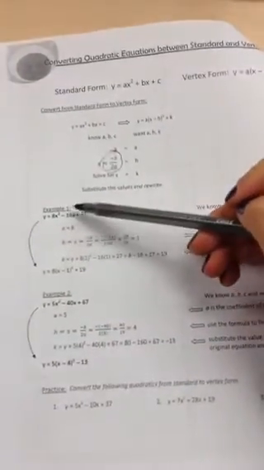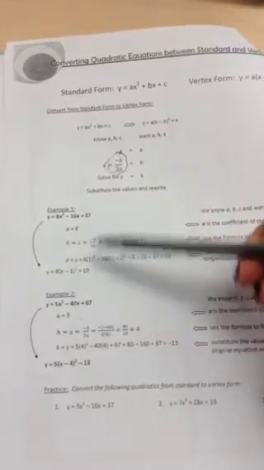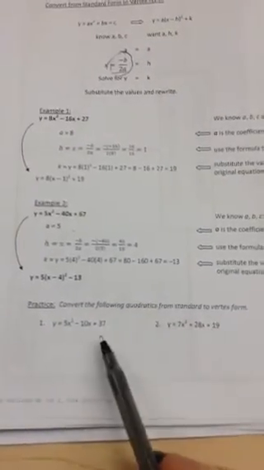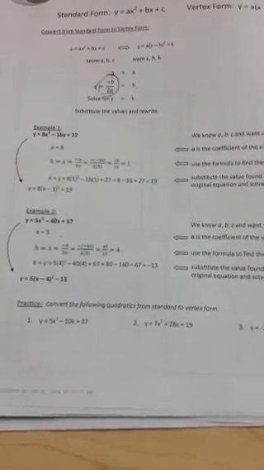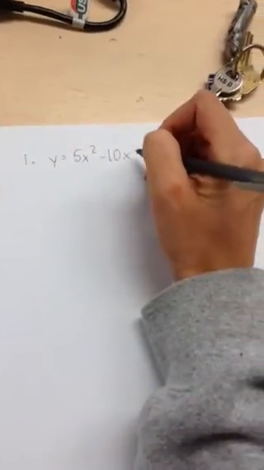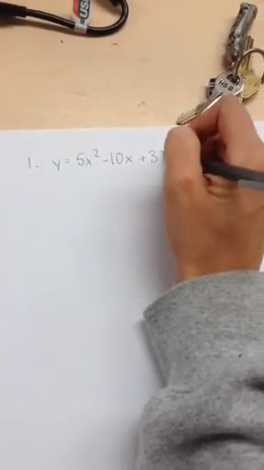So we're going to look at this. If you want, you can go through and look at these two examples outlined here for you, and you guys can reference those on your own. I'm going to do the first practice problem here. It says, convert the following quadratics from standard to vertex form. So I'm going to do number 1 on a separate sheet of paper here. If you guys want to do it in your packet, there's not too much room, but you could do it.